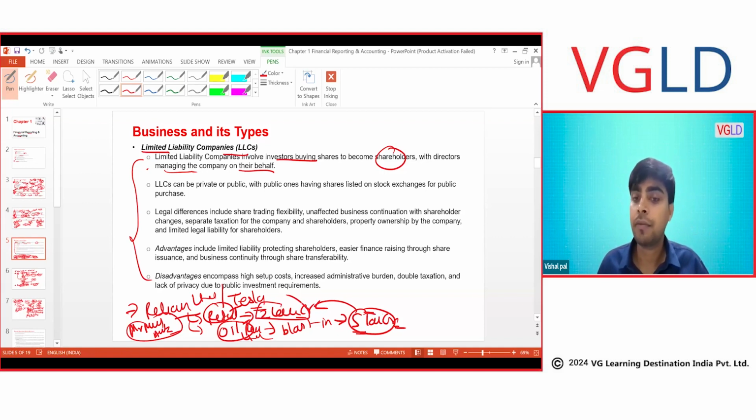Devyam says no. Yuvraj says no. Tavisha says no. So what's your answer, Devyam? No. Why? Very good. No, because it is a separate legal entity.